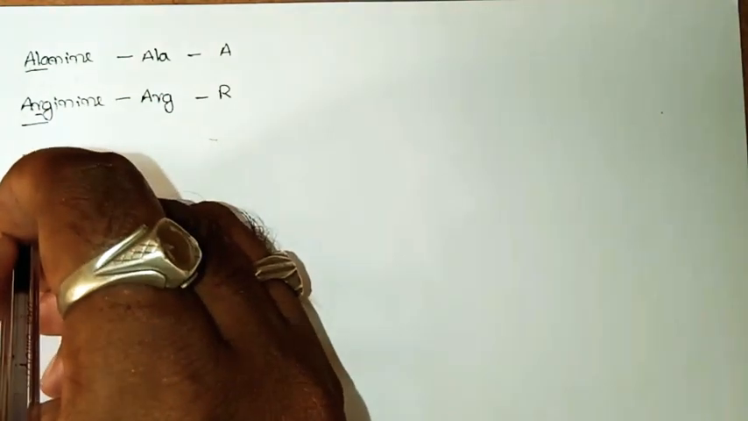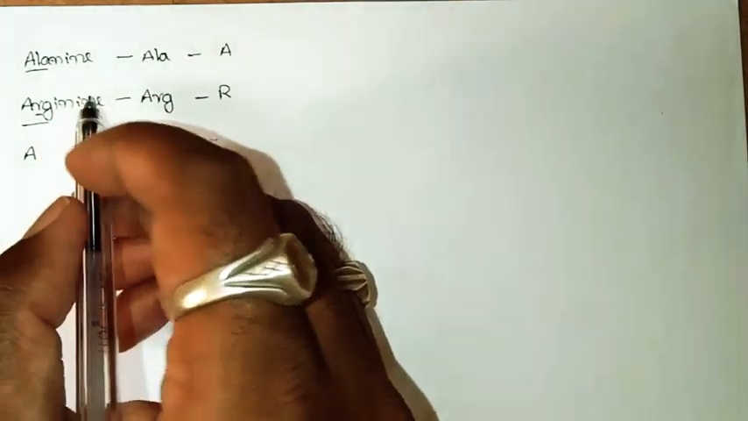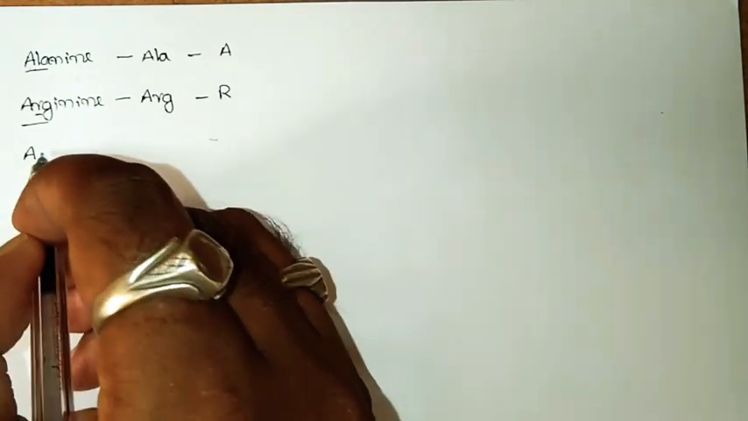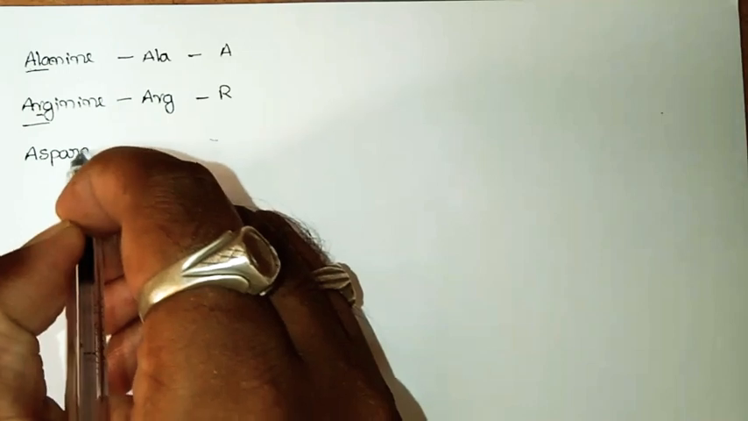And we have one more amino acid starting with the alphabet A, that is asparagine.